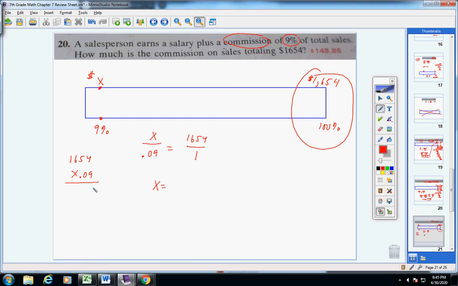36, carry 3, 48, carry 4, 58, carry 5, 14. And this would be 4 zeros here. We have 14, 8, 8, 6, go over 2 places, and there we go. So x equals 148.86. Now that's your x. So that would go right up here.